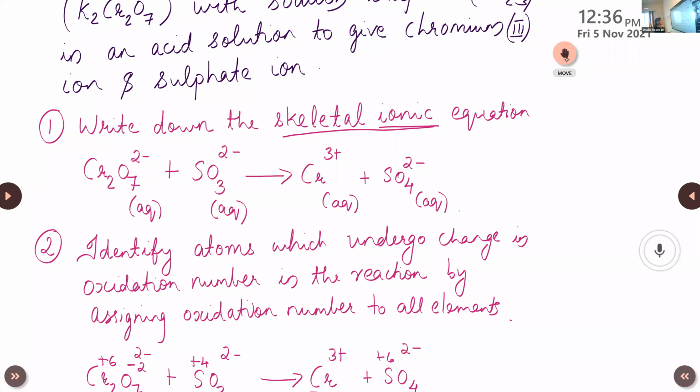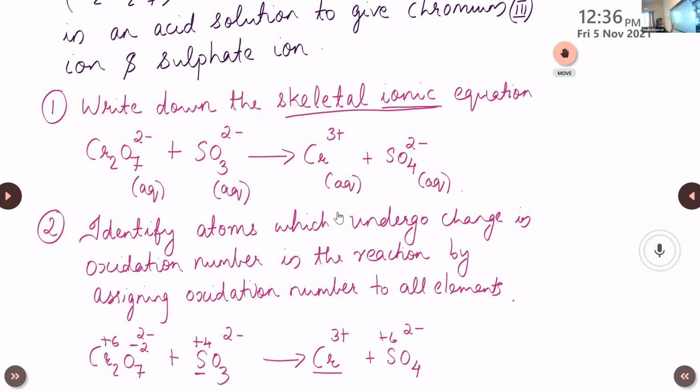Then second step, identify the atoms which undergo change. You can ask me why the potassium and sodium are left out. In the product, we need chromium and SO4, so the reactant side also should have the same ions. That's why we skip the potassium and sodium. Then second step, identify the atoms which undergo change in oxidation number in the reaction by assigning the oxidation number to all elements.